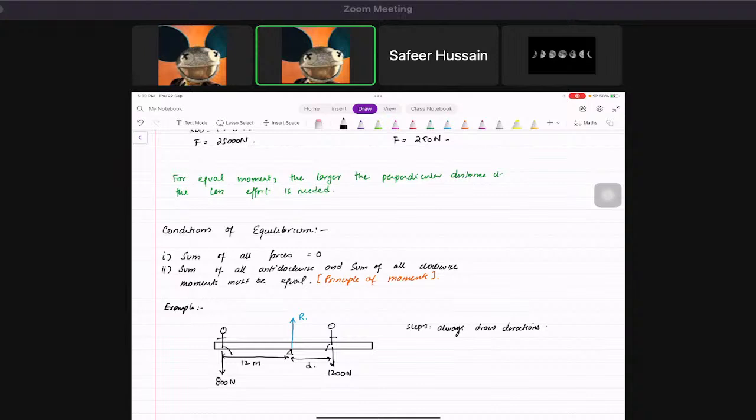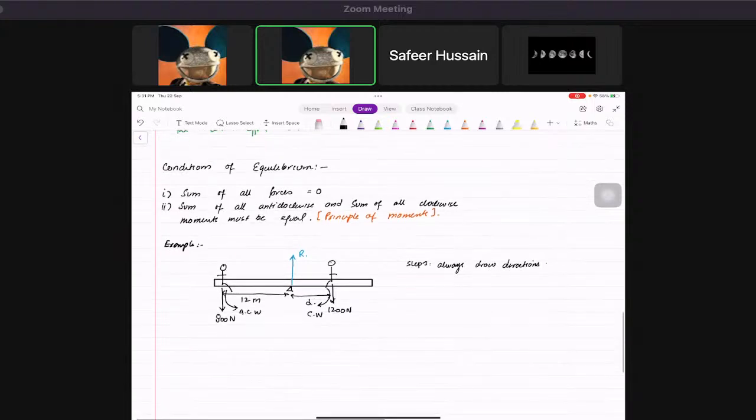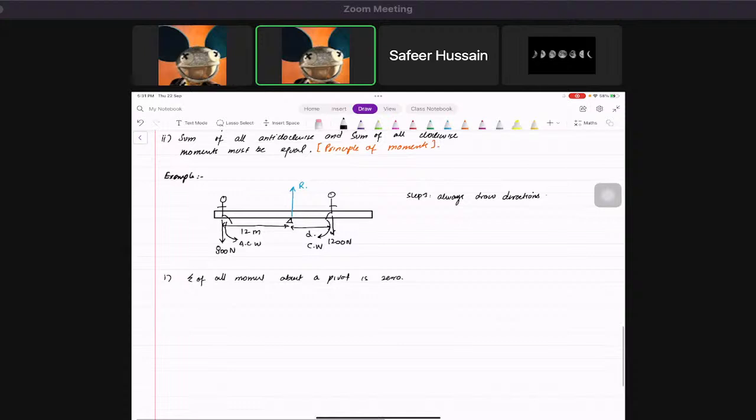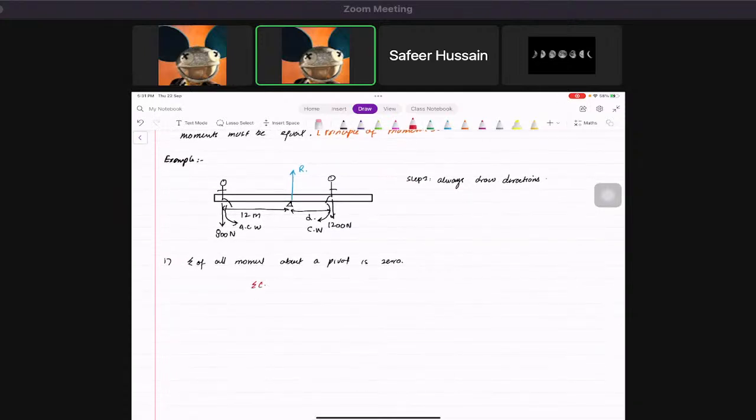What I mean by this is that this person will try to turn this clockwise about this pivot, and this person will try to turn this anti-clockwise. And then in the first part you apply that the sum of all moments about a pivot is 0. That's the first condition. So you write that sum of clockwise moments equals sum of anti-clockwise moments.